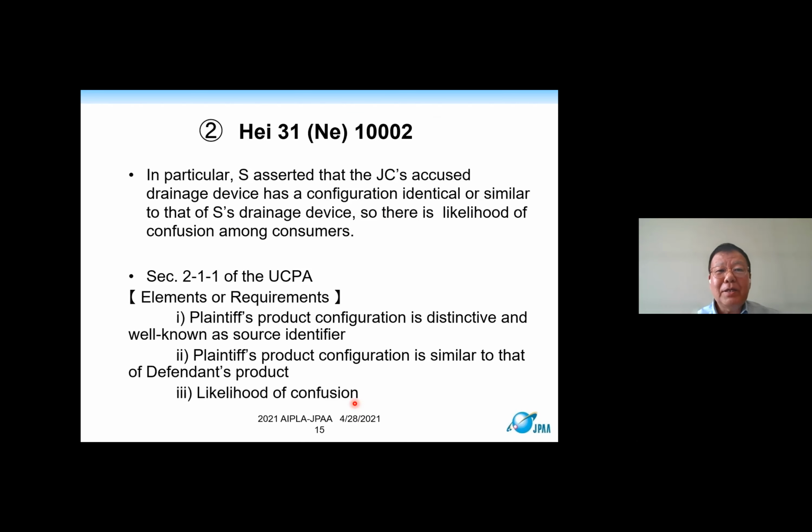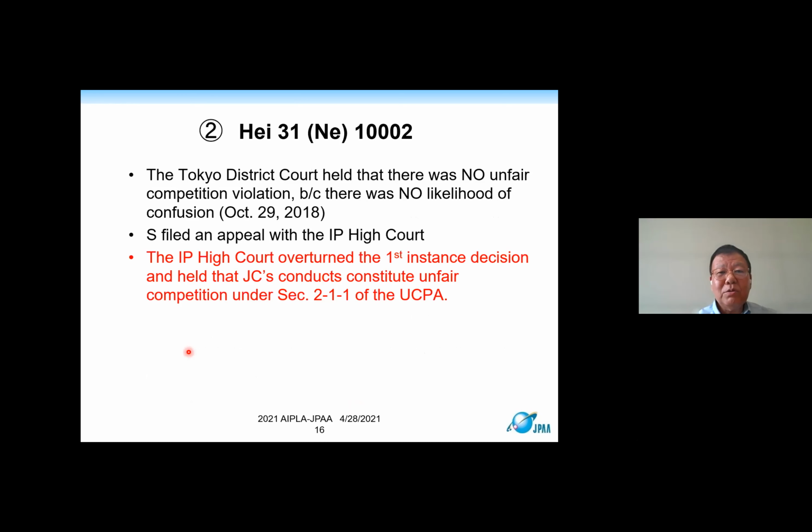In this case, particularly, Sumitomo asserted that Covidien's drainage device has a configuration identical or similar to that of Sumitomo's drainage device. So there is a likelihood of confusion among consumers. Again, this is the element of Section 2 of the UCPA. The Tokyo District Court held that there was no unfair competition violation because there was no likelihood of confusion. So Sumitomo finally appealed to the IP High Court.